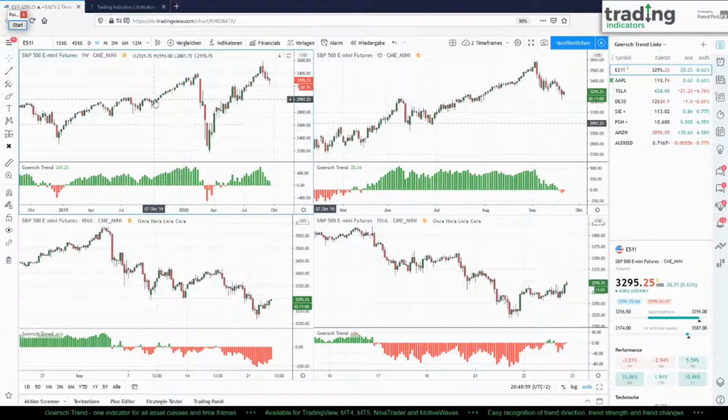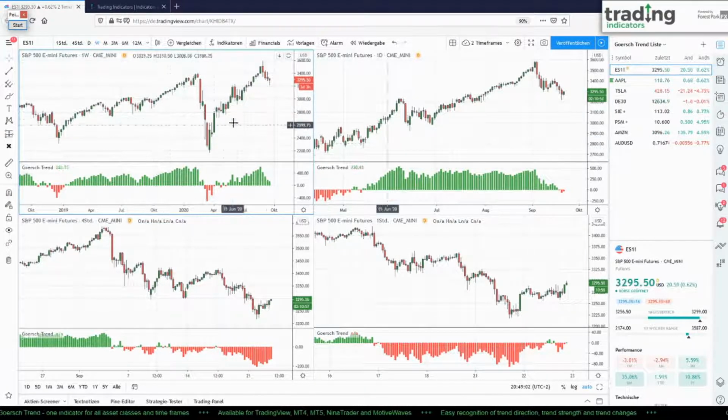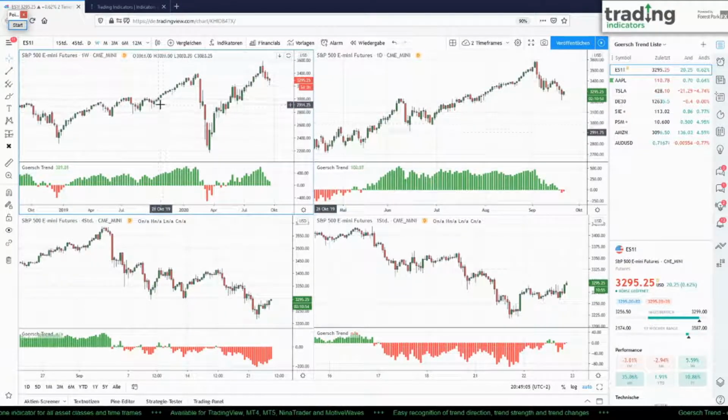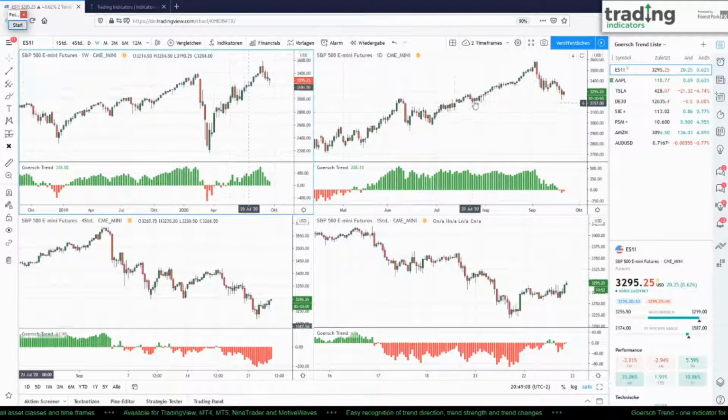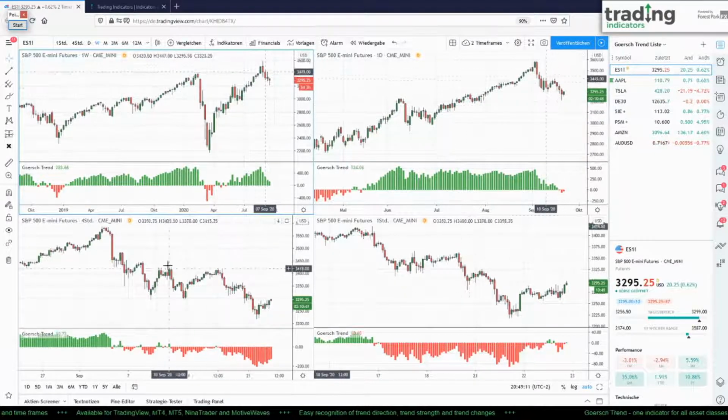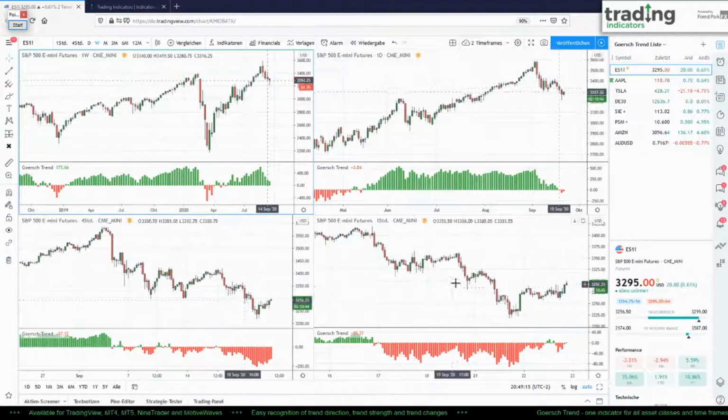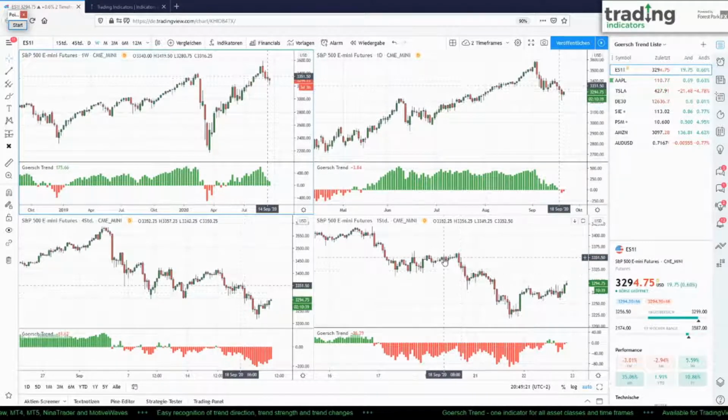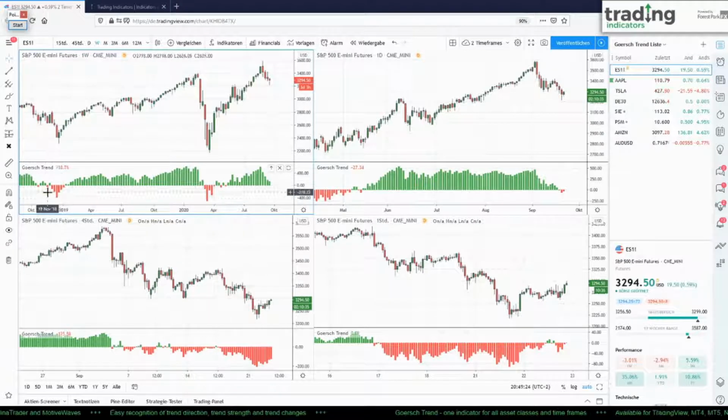For a better overview, this is the S&P 500 E-mini futures contract. On the upper left side is the weekly chart, on the upper right side the daily chart, the 4-hour chart in the left bottom and the 1-hour chart in the right bottom. The first thing you can see is that all the indicator does is print red bars if the trend is a downtrend and green bars if the actual trend is an uptrend. And you have these flip zones where the trend changes from downtrend to uptrend.